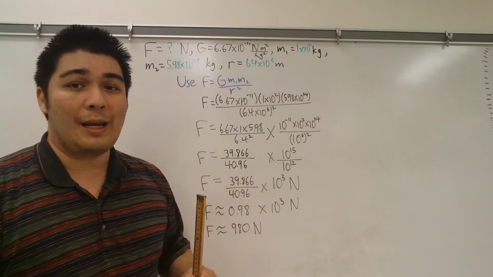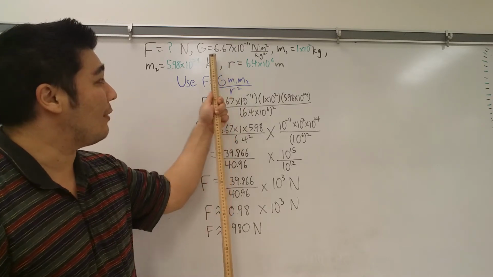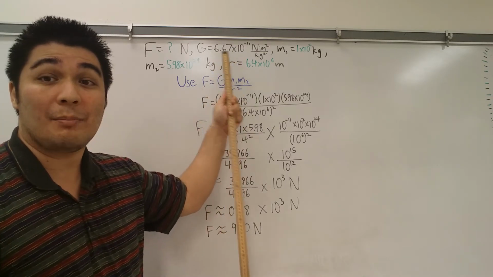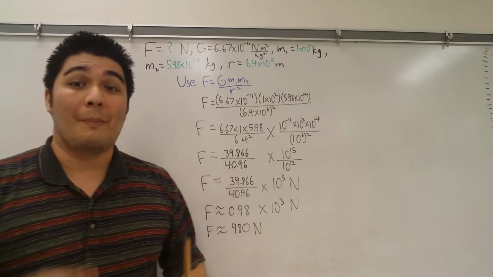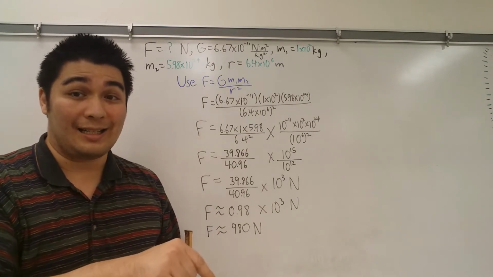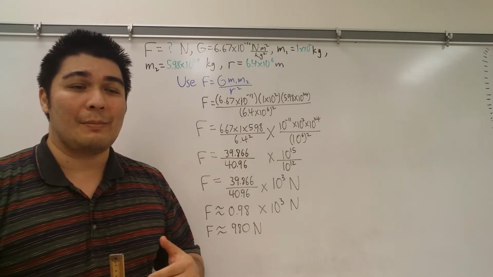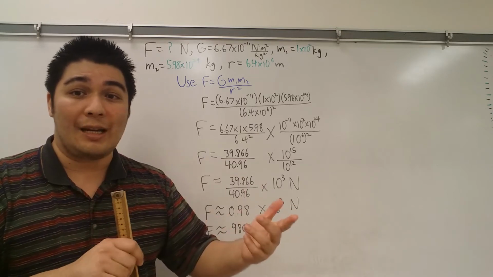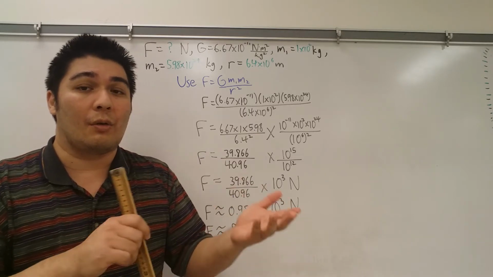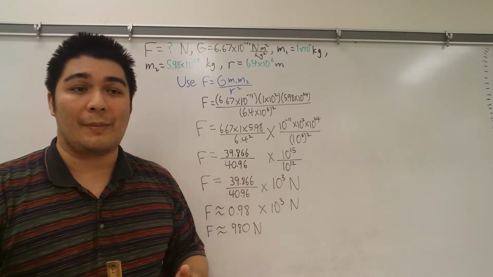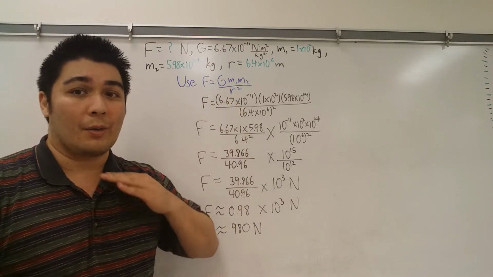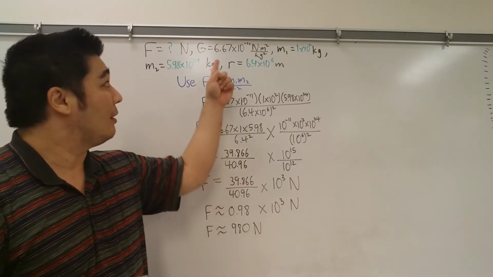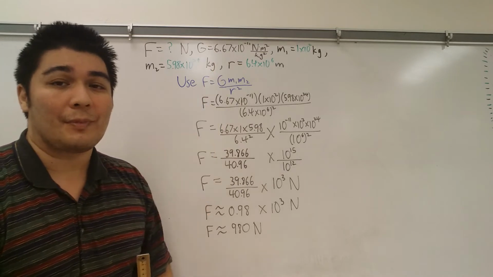The one thing that you may have noticed is that I have this gravitational constant here written in black. The reason I do that is to remind myself that this is a constant. This is not a number that can be shifted or changed based on location or whatever planetary body I'm at. This is universal. So no matter where I am in the universe, this number holds.